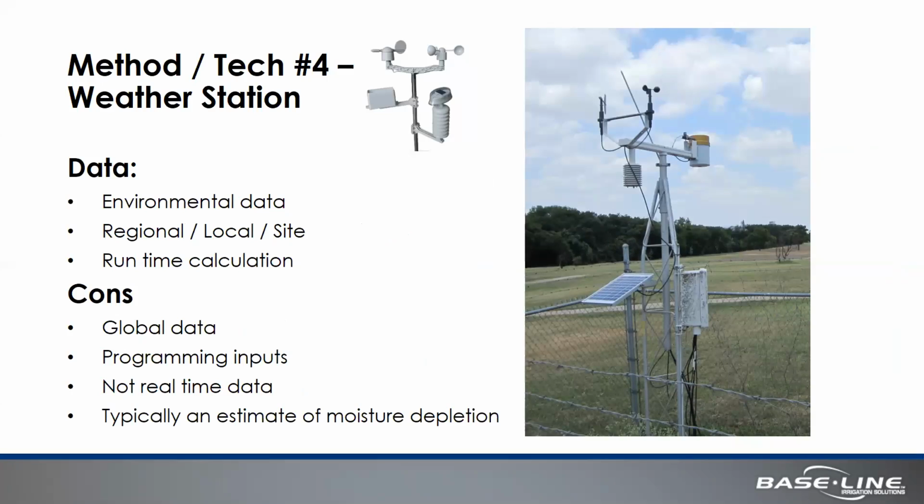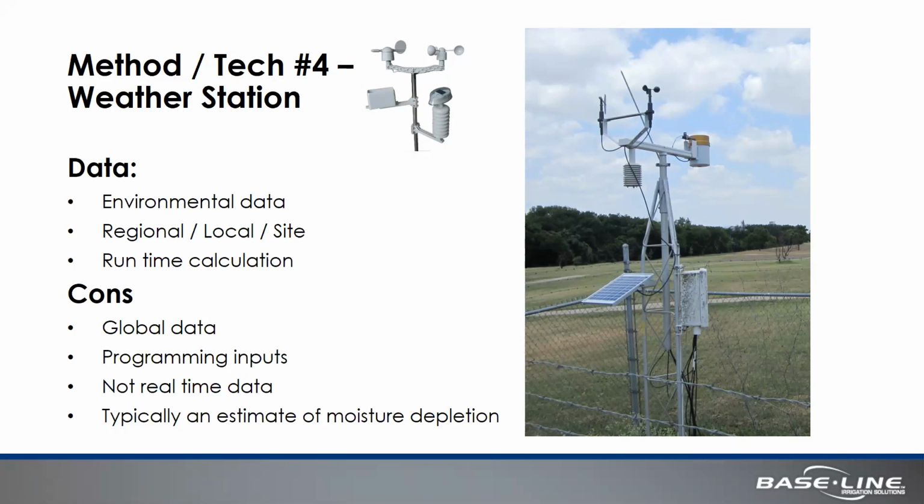As we look at a weather station, this gets into the technology aspect of smart watering, where we're measuring environmental effects of a site or a region or an area, and using that environmental data to automate and calculate a runtime for the controller. The cons of weather station data would be, oftentimes it's global and it's not really representative of the site specific nature of that landscape.